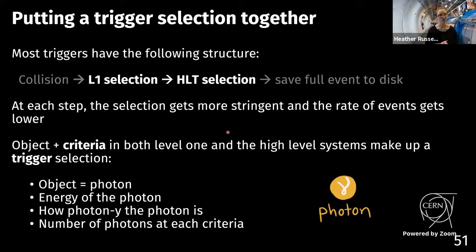At each step here, the selection gets more stringent and the rate of events gets lower. So the way we do that is with an object selection plus some criteria at both the level one and the high level systems. And together, this makes up a trigger selection for a specific type of process. For example, if I want to select a photon, I would tell the system what I wanted the energy to be, how photony I wanted the photon to be.